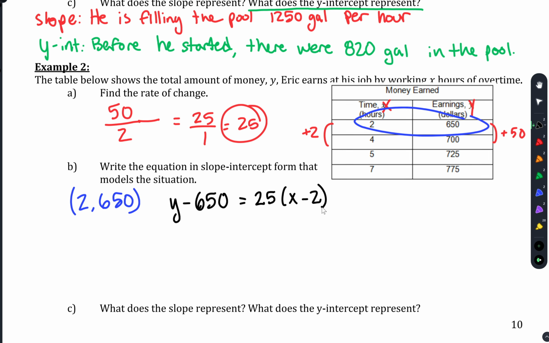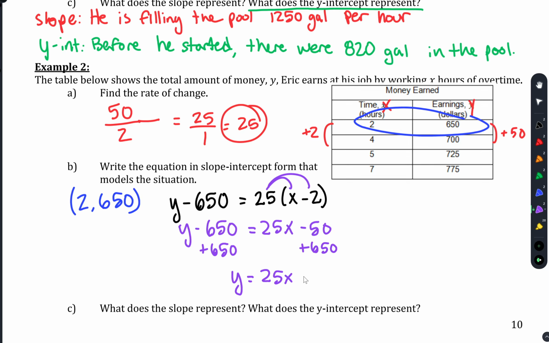Now what? Solve for y. Distribute. Add 650. Y equals 25x plus 600.